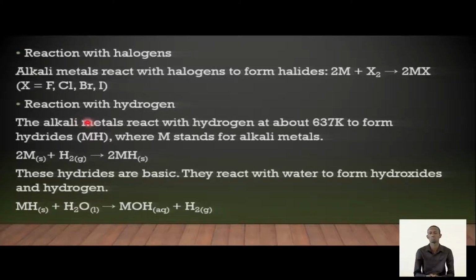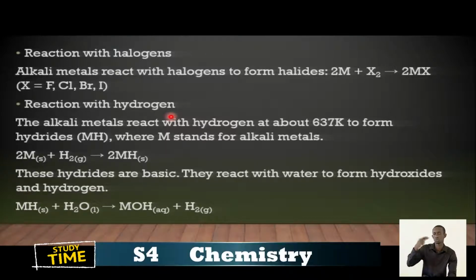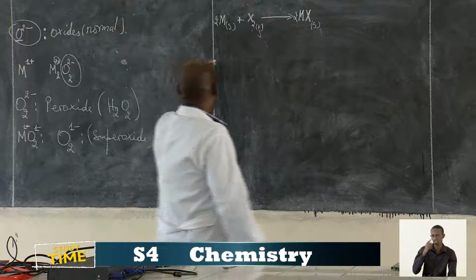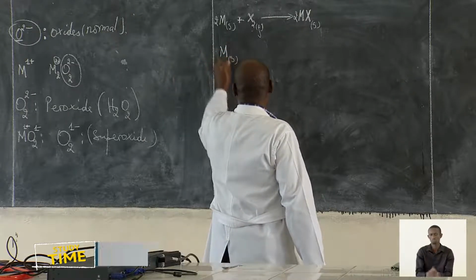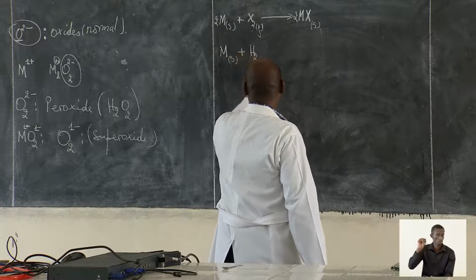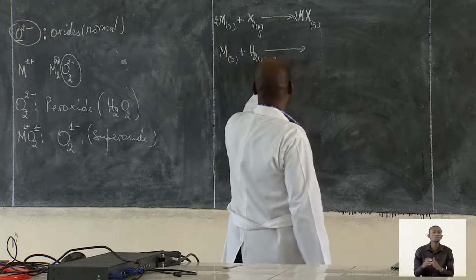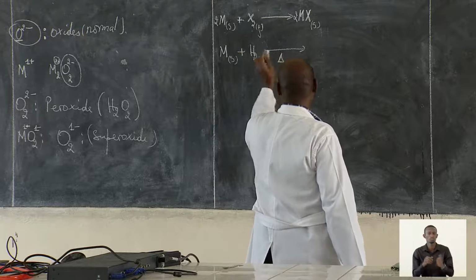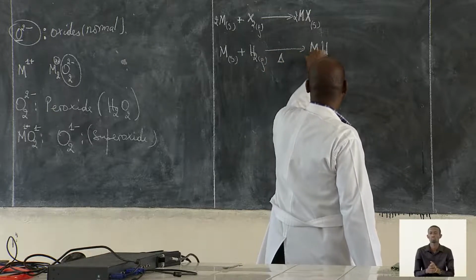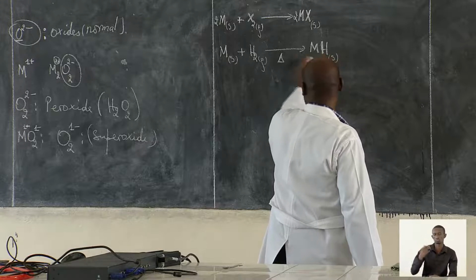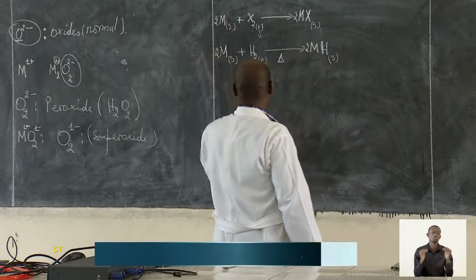They also react with hydrogen. And what do we produce when they react with hydrogen? They react with hydrogen to produce substances we call hydrides. And here there is something very important you should know. M reacting with hydrogen, which is a gas, at a high temperature, we have to heat, you produce MH in the solid state, and we balance.